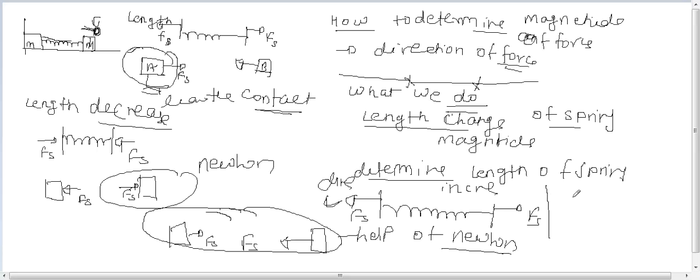So force by spring is F. Force of spring is equal to K into change in length. This is the force by spring.